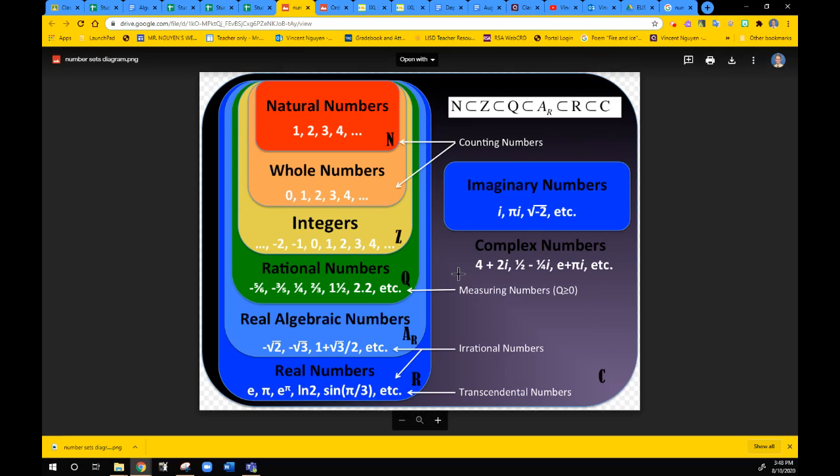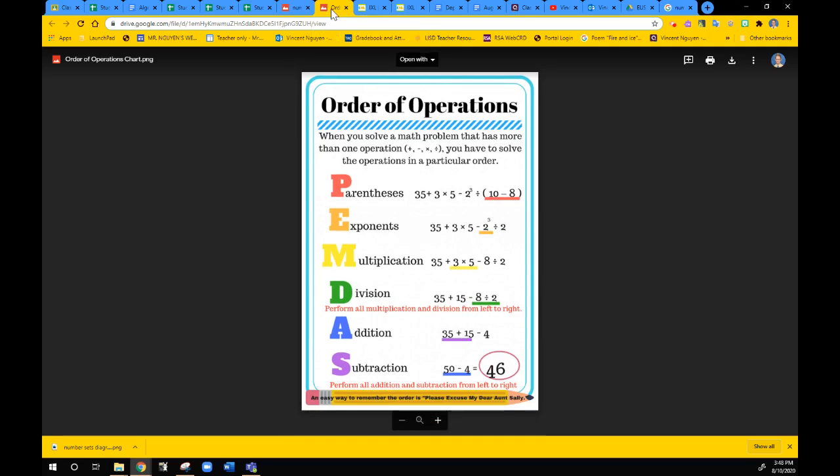And then later on in the course, we'll talk about complex numbers and that kind of stuff too. But for now, for the purpose of this practice, we're going to focus on these real number sets, okay? So that's been that. And then I'll do a few of those examples, and then I'll jump over to order of operations. Here is a reference.